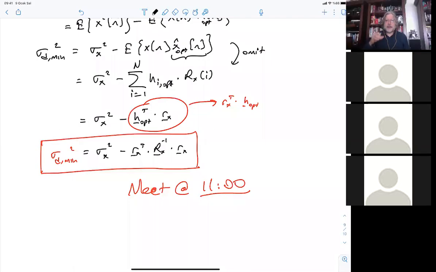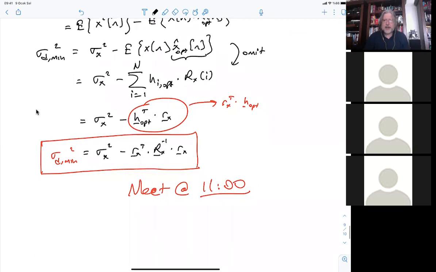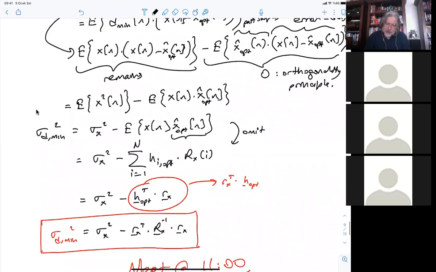And now I will continue with some other perspectives of this result, what this really corresponds to, how can we come up with this kind of a result, and are there other methods to come up with the same result.